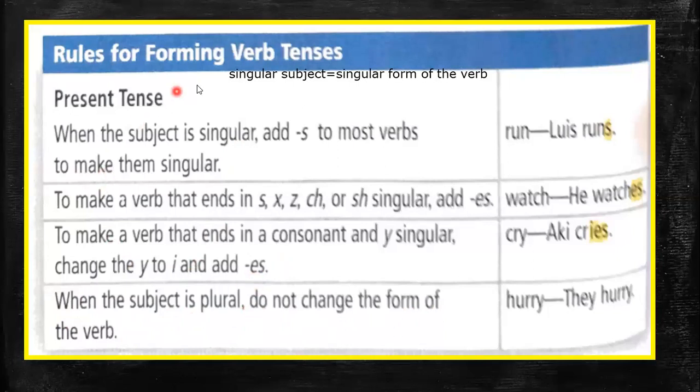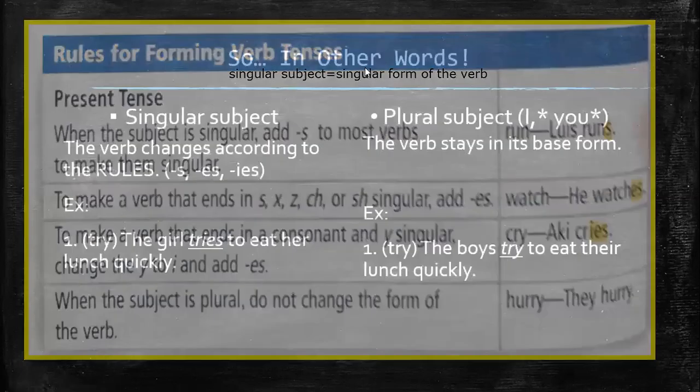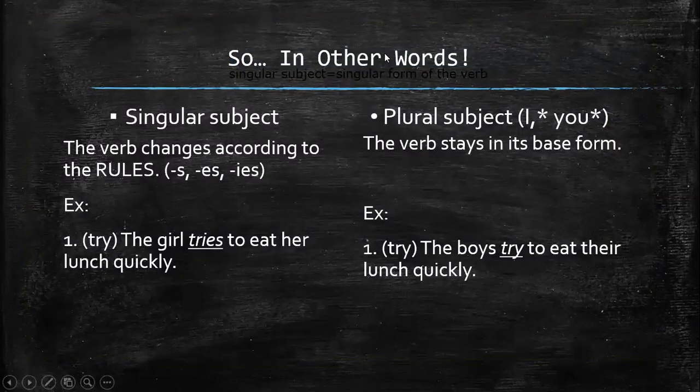Now, when the subject is singular, the verb is going to change according to the rules. To most, you're going to add an S. To verbs that end in S, X, Z, CH, or SH, you're going to add ES. And to make a verb that ends in a consonant and Y, you're going to change the Y to I, and then you add ES. When the subject is plural, the verb stays in its base form. Okay? So what I want you to do is pause it, and I want you to write these rules out. So take a moment to do that, and then come back.